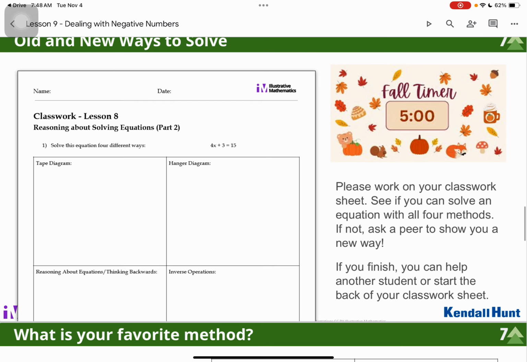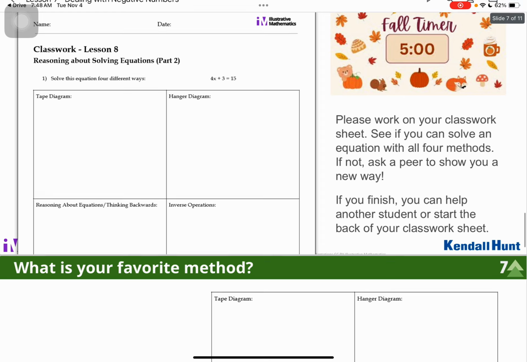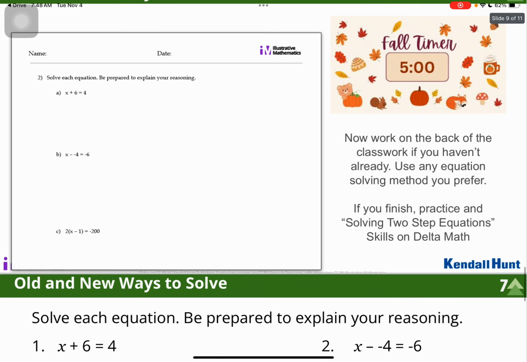What you're going to be doing today is working on this class worksheet. On the front of the class worksheet, I would like you to try to solve this equation 4 different ways. If you're not sure how to do one of the ways, I encourage you to ask the sub for permission to work with someone else in the classroom that knows this method. Make sure you work on the back as well.